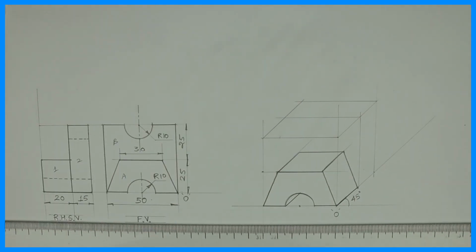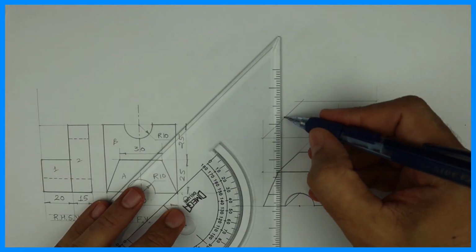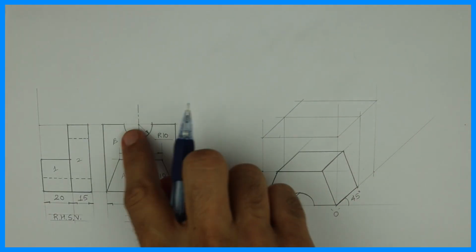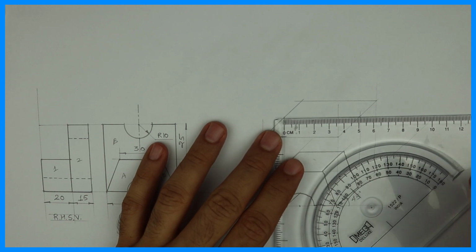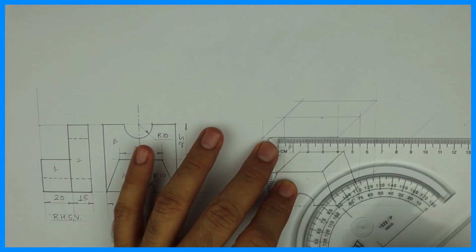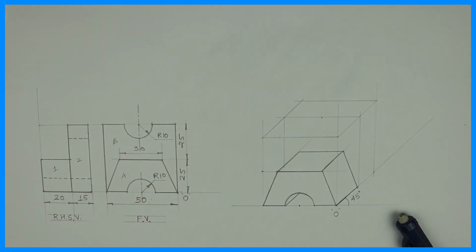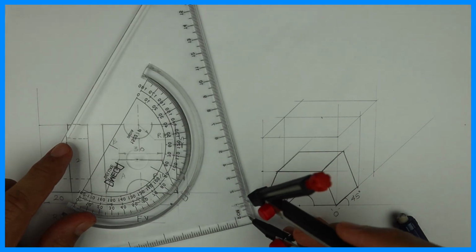Then we'll draw horizontal line, which is 50, and then we'll drop this line, right? We'll draw straight. After that we'll take midpoint. And from there we can take radius 10.